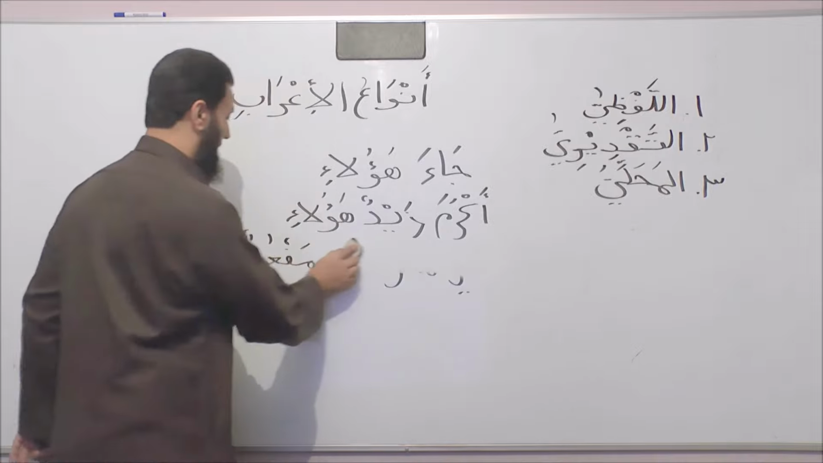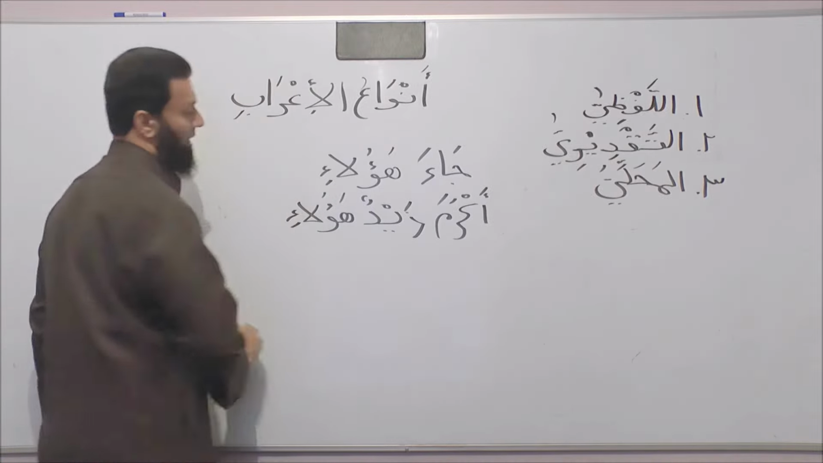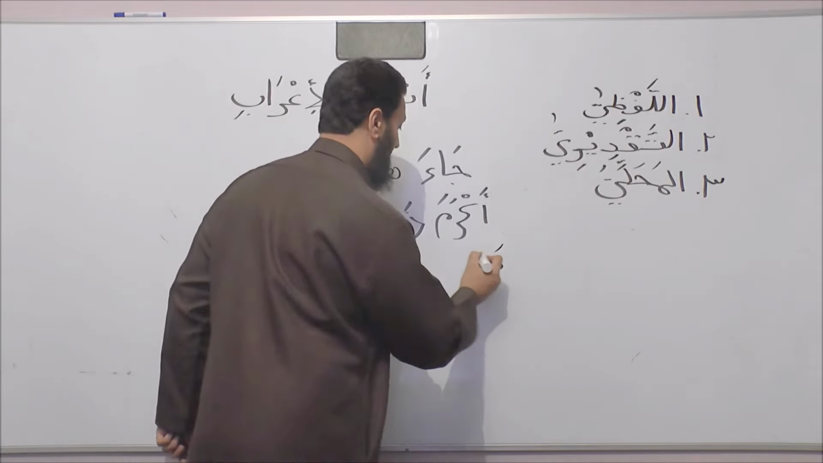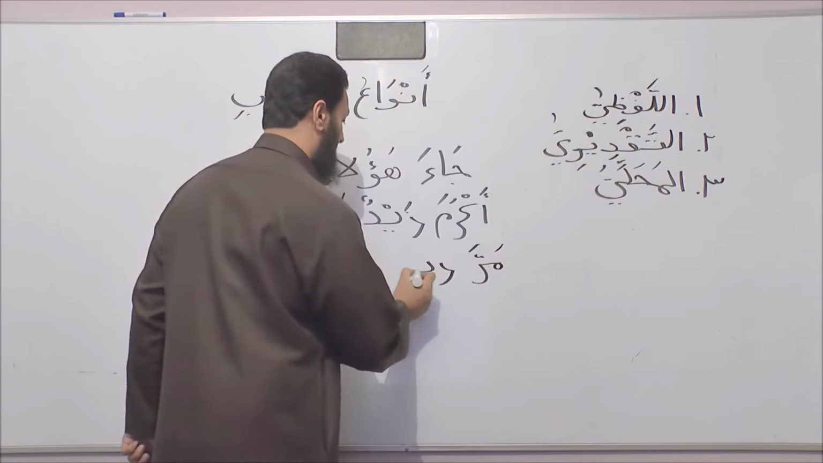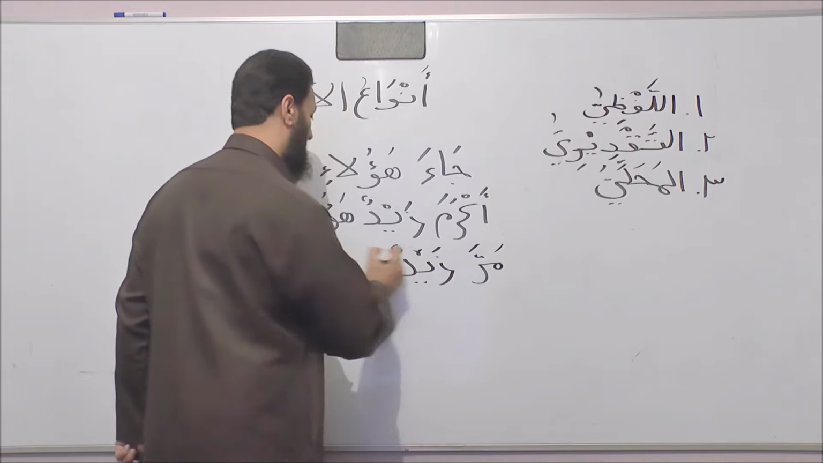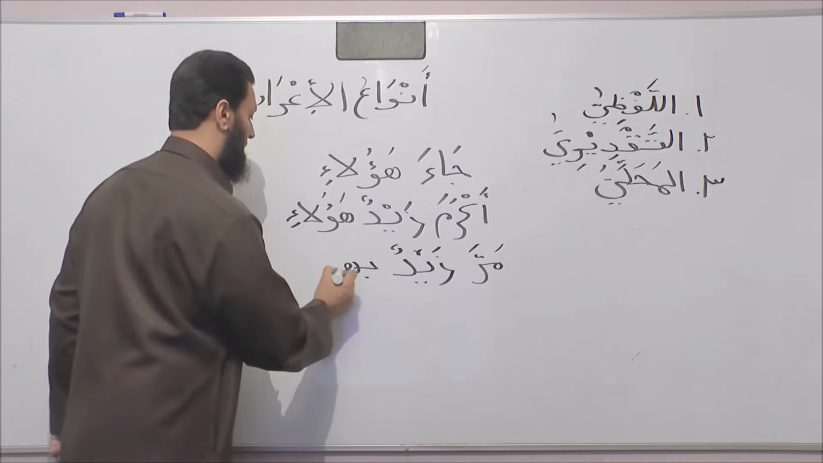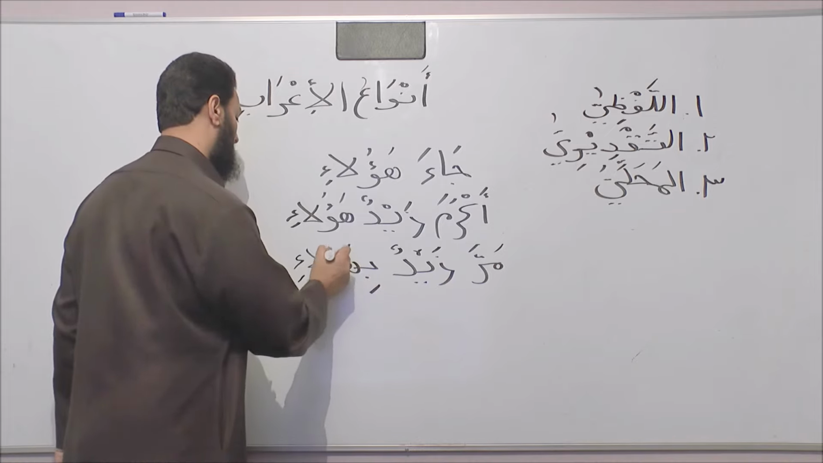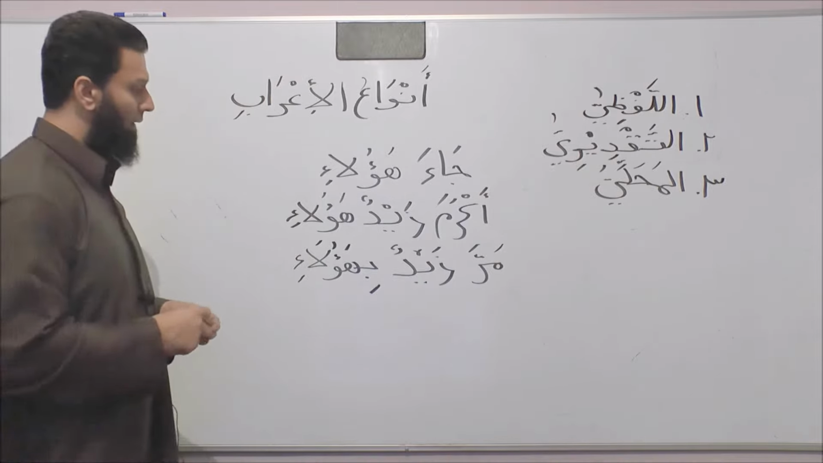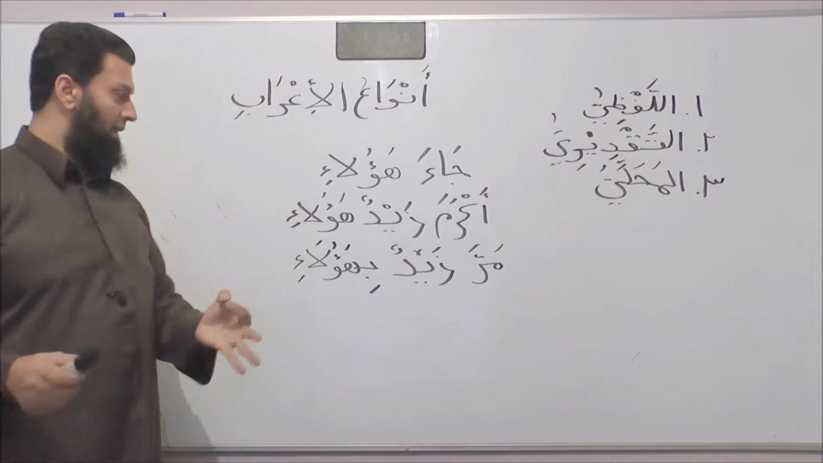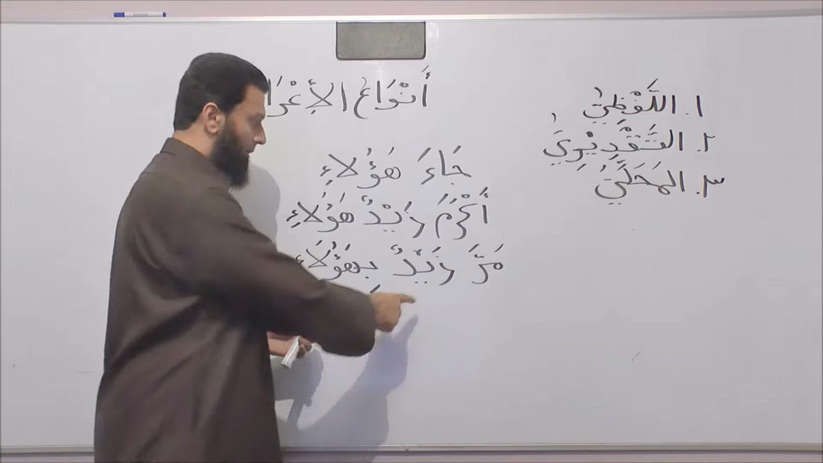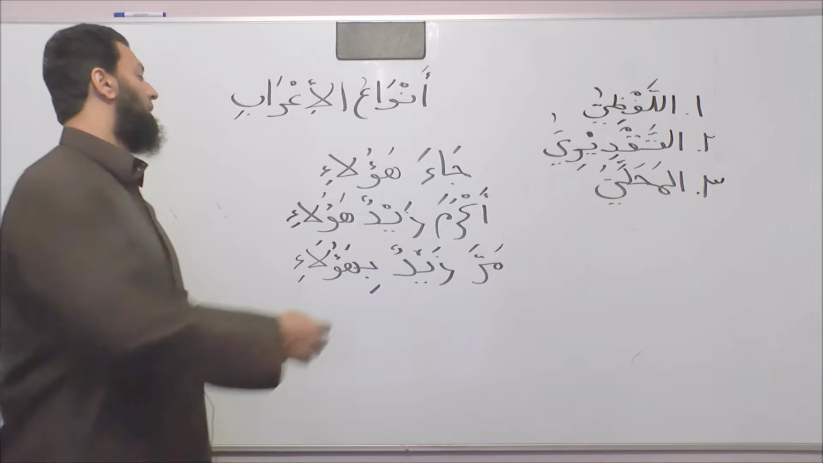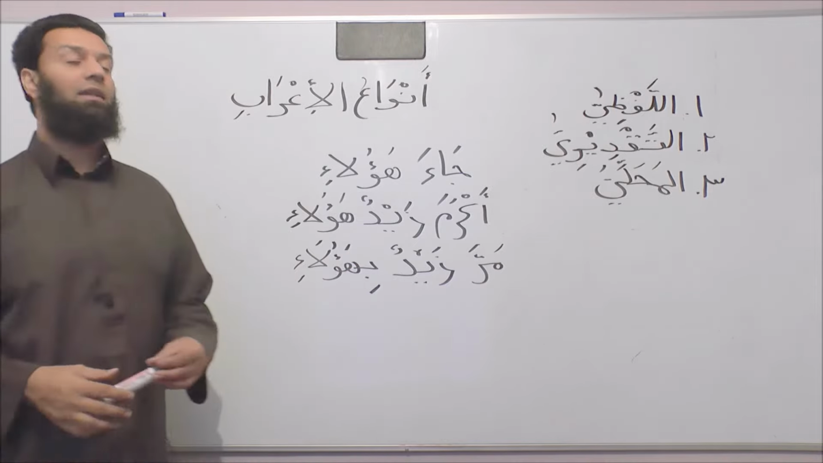And the third state that ha'ula'i could be in is majrurun. So we can say marra zaydun bi ha'ula'i. مرة فعل ماض مبني على الفتح. زيد is a فاعل مرفوع وعلامة رفعه الضمة الظاهرة على آخره.